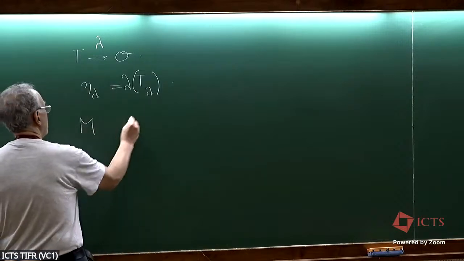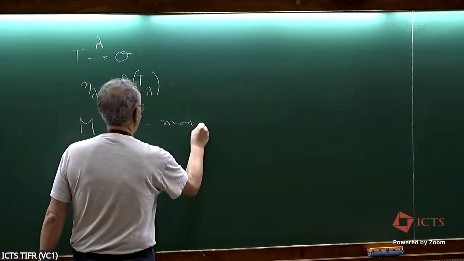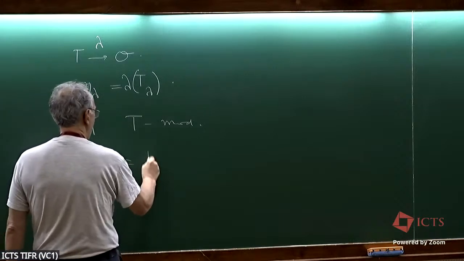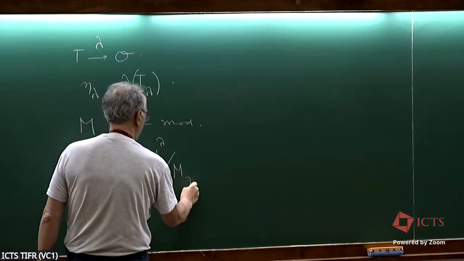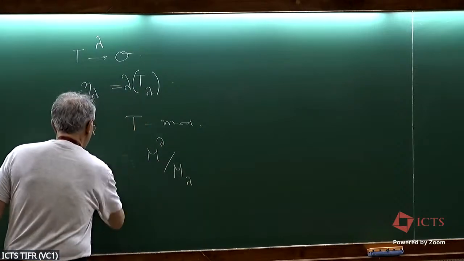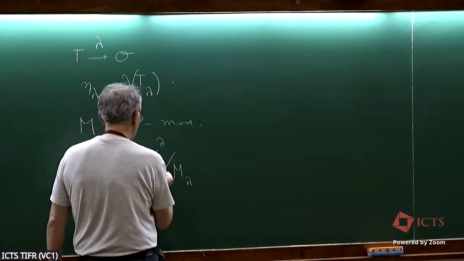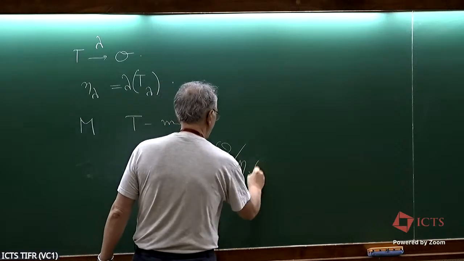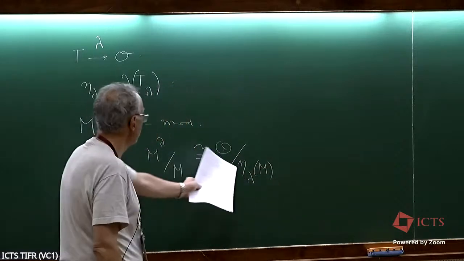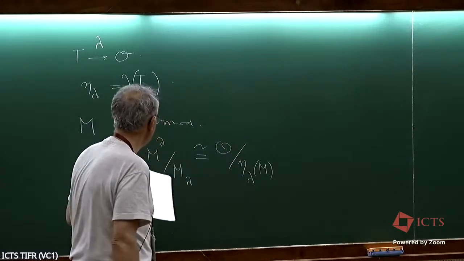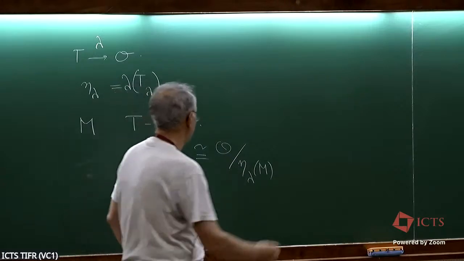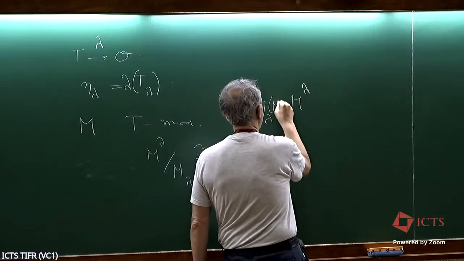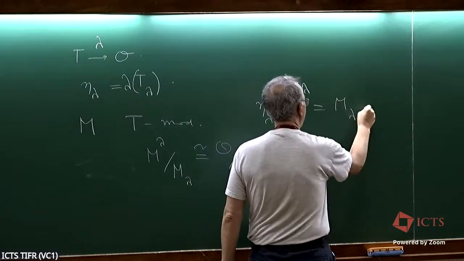So if M is a T module, finite flat, we defined eta lambda of M to be M lambda over M lambda. Sorry, we defined this as a congruence module, and this was isomorphic to O over eta lambda of M. In other words, this is the denominator of M lambda. So you have the property that M upper lambda times this number is equal to M lower lambda.